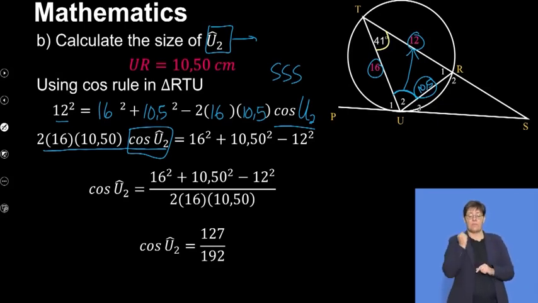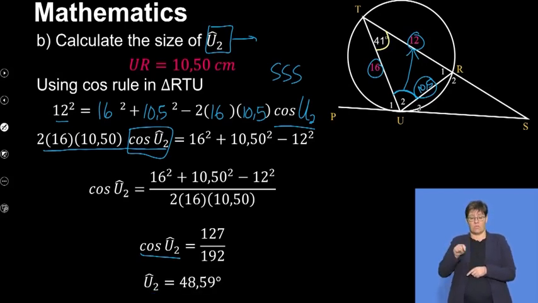That's from your calculator, and now you're going to find the inverse, shift cos of 127 over 192, and we'll get the answer of U2 being 48,59 degrees. So what we found, because we had three sides, we found this angle here. This angle, 48,59 degrees. Now, because this question continues, we're going to be needing this answer for the next part of the question.